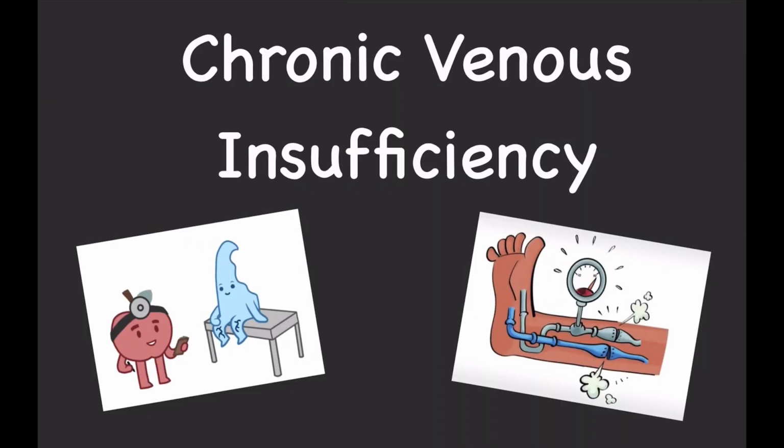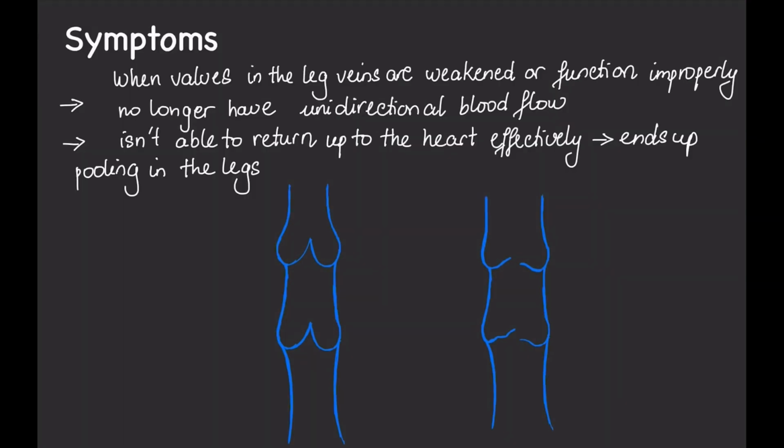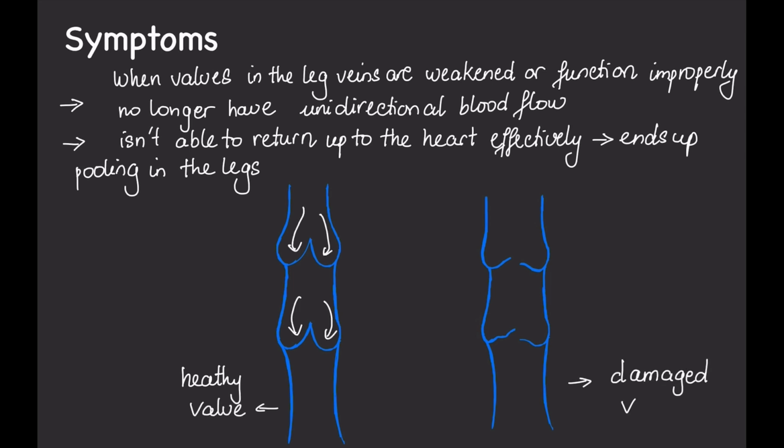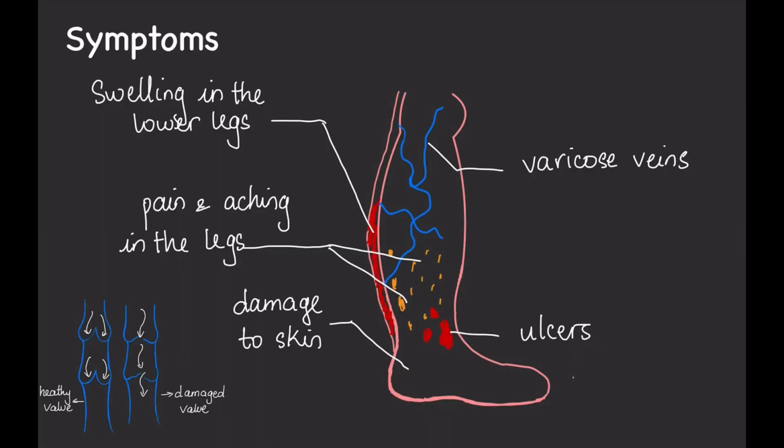Now that we've covered the general function of veins, we can direct our attention back to CVI. More specifically, chronic venous insufficiency is a condition that results when the valves in our leg veins are weakened and unable to function properly. As a result, we no longer have unidirectional blood flow. Thus, blood isn't able to effectively return up to the heart, and instead, it ends up pooling in your legs. Resulting symptoms of CVI include swelling in the ankles and lower legs, pain and aching in the legs, damage to the skin, ulcers, and varicose veins, which we'll talk more about later.